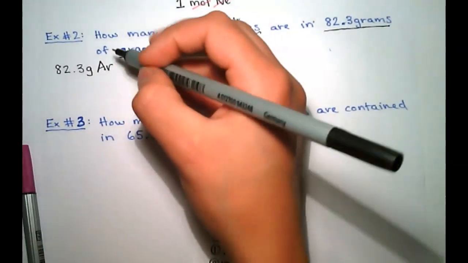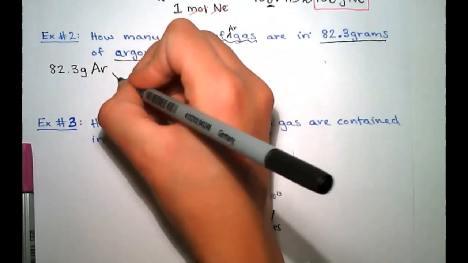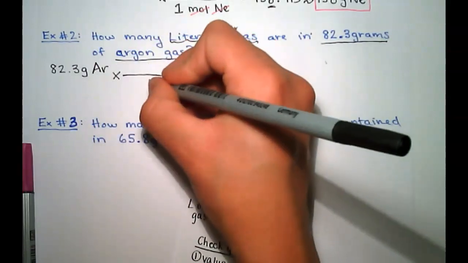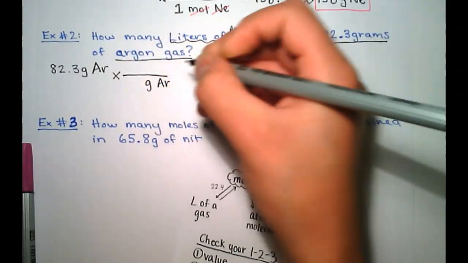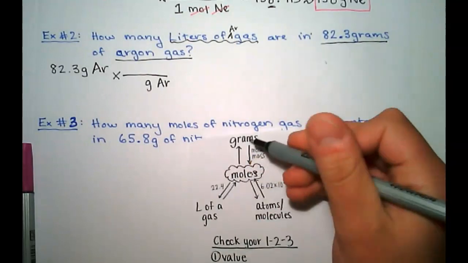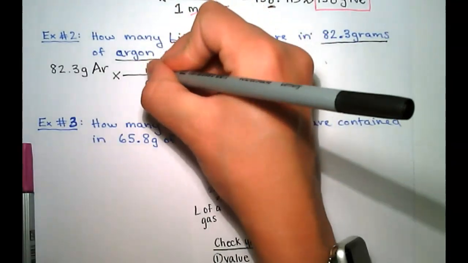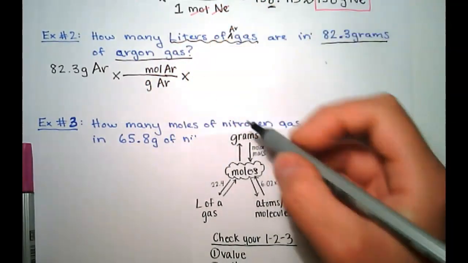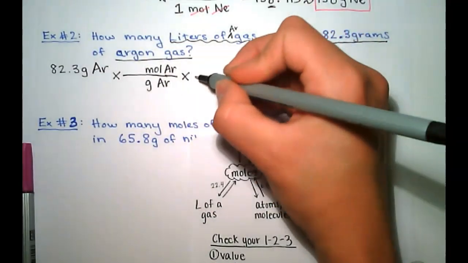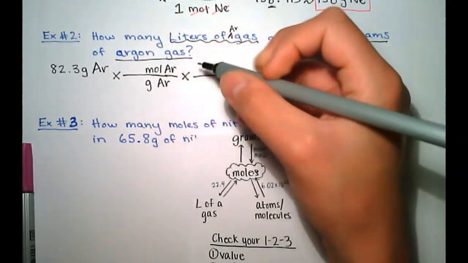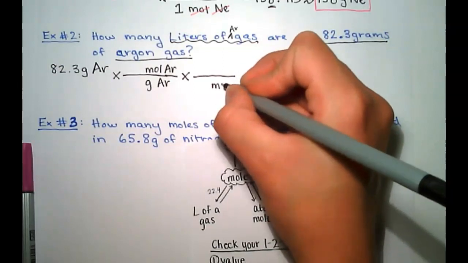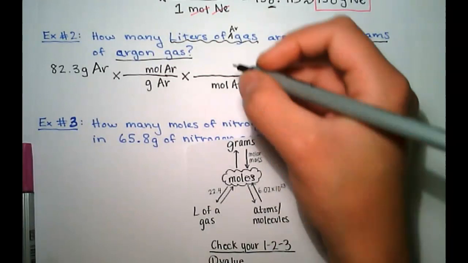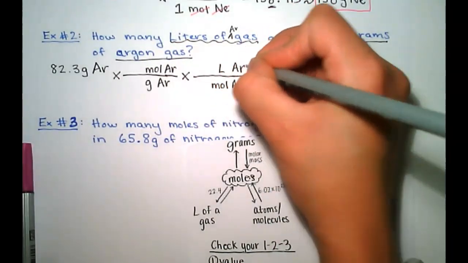So we can set this up. Our first conversion factor times our second conversion factor. Grams of argon needs to cancel, so I'm going to put that on bottom. And we first want to go from grams into moles. So this is going to take us to moles of argon. Then our next conversion factor, we want to go from moles to liters. So moles of argon needs to cancel, so we're going to put that in our denominator. And we're trying to go to liters, so I'm going to put liters of argon up in the numerator.